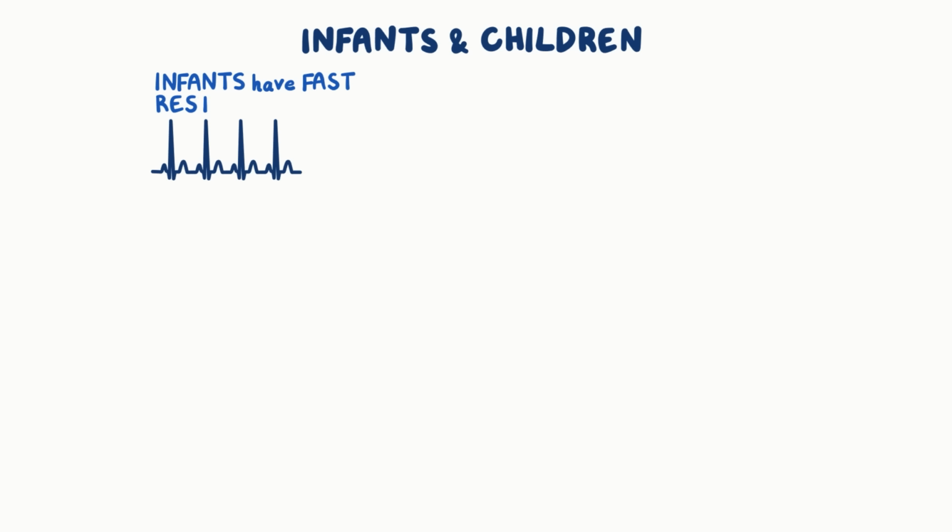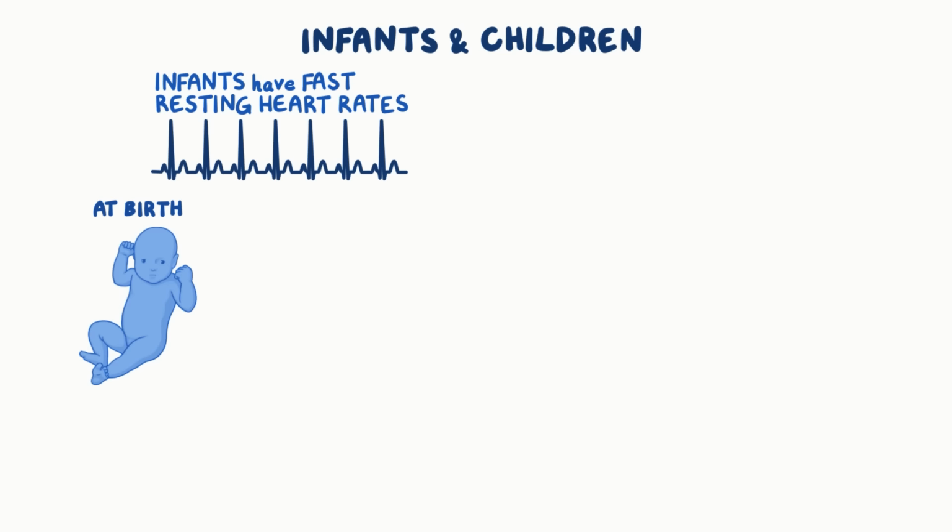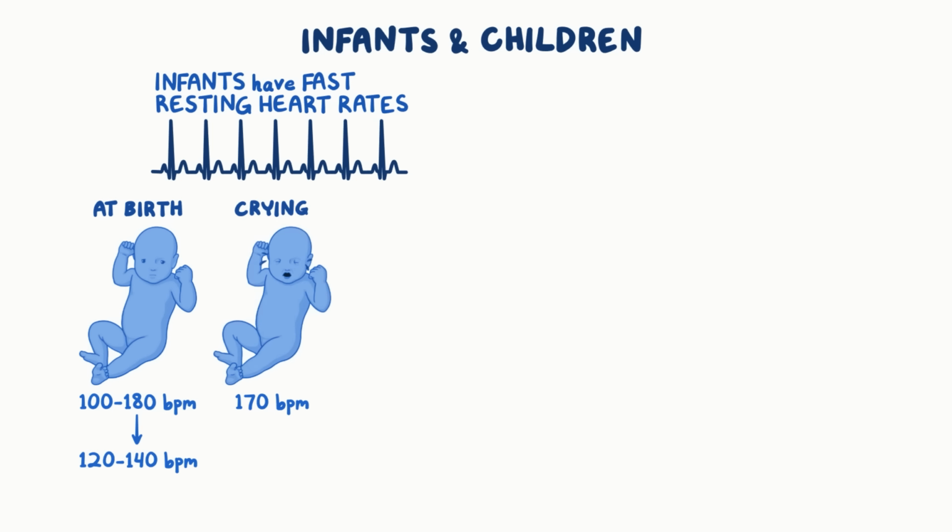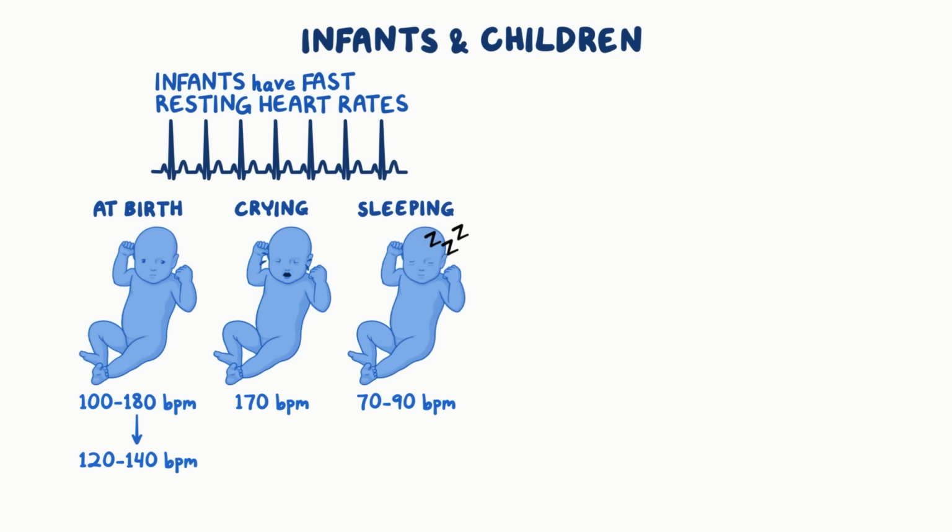Infants have fast resting heart rates. Right at birth, resting heart rate is between 100 and 180 beats per minute. After a few days, the heart rate should decrease to 120 to 140 beats per minute. Heart rates will vary by quite a bit between moods. It might go up to 170 if the infant is crying, or dip down to between 70 and 90 if it's sleeping.